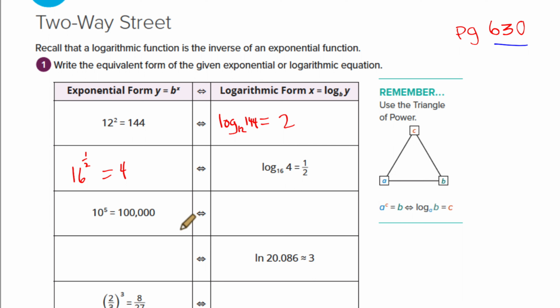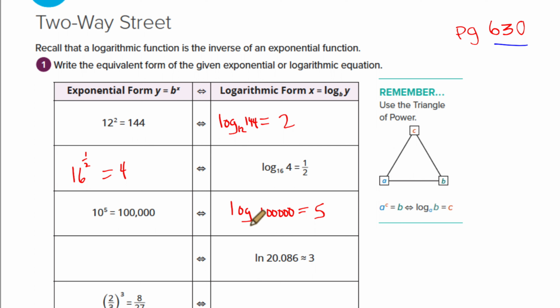All right, let's go to the next one. 10 to the 5th equals 100,000. So log base 10. Now here's a little trick. I don't need to write the 10, but I can, but I don't need to write it. But the base here is 10. I know it all equals the exponent, so the exponent has to go over there. Now I'm going to write 100,000. Why don't I have to write that 10?